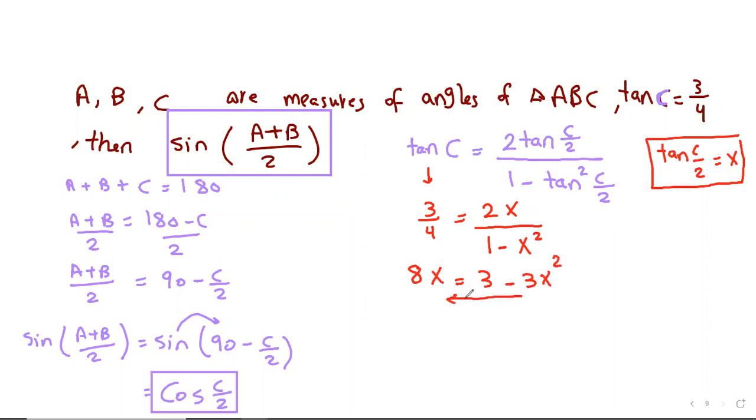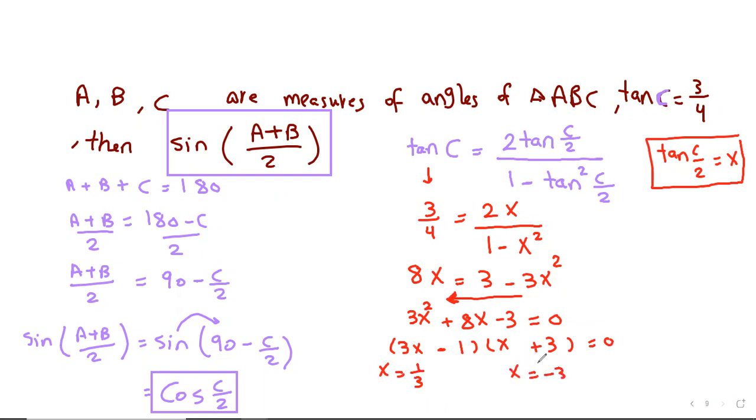Move all of them to the other side and find the solution of the quadratic equation. It will be 3X squared plus 8X minus 3 is equal to 0. Then factorize. It's 3X and here X. Negative 3, we write here plus 3, and here negative 1, equals 0. Then what is the value of X? X here is equal to 1 over 3, and X here equals negative 3.